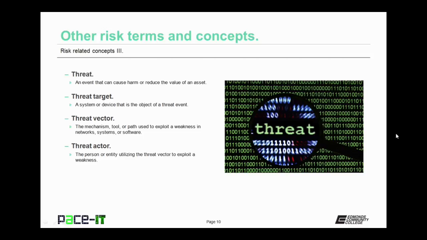Then there's the threat vector. It's the mechanism, tool, or path used to exploit a weakness in networks, systems, or software. And finally, we have the threat actor. This is the person or entity utilizing the threat vector to exploit a weakness.